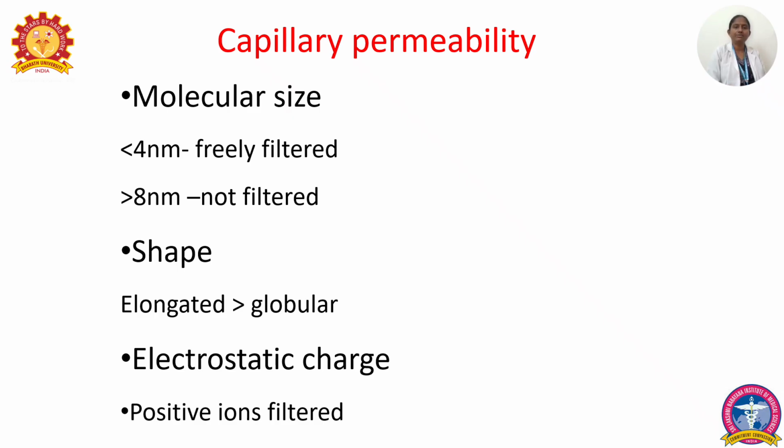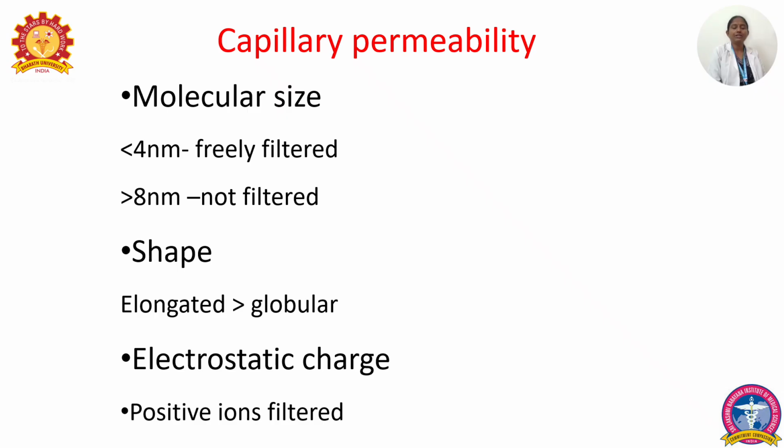And next comes the shape of the molecule. When the shape of the molecule is very elongated, it can easily pass through the slits because it can easily enter it. But a globular or spherical substance cannot go through a smaller slit or a smaller pore. That is why molecules with elongated shapes pass through the capillaries very easily compared to globular shapes.